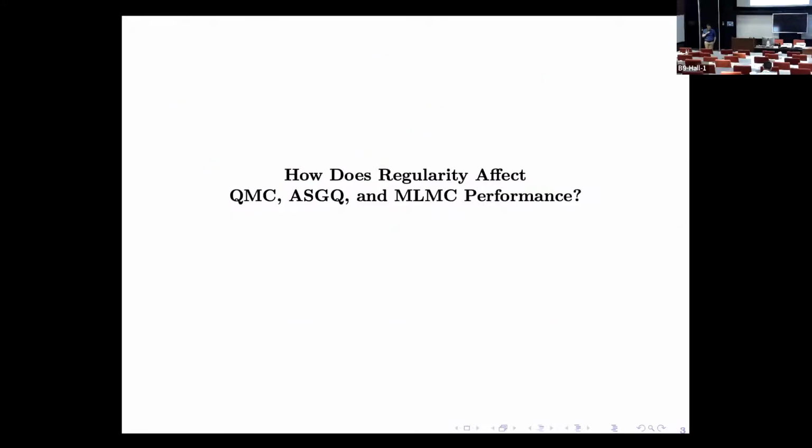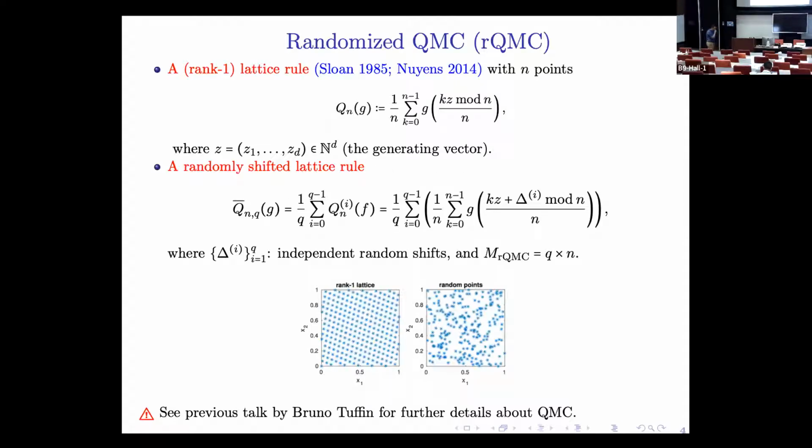Now, the question before introducing the numerical smoothing idea: how are different methods affected by the regularity? Let's start with quasi-Monte Carlo. I will not talk too much here because Bruno has given a nice talk about quasi-Monte Carlo methods. But here I will specify that we consider rank-1 lattice rules that are defined by the following estimator. And to be able to have error estimates, we consider the randomized version, the randomly shifted lattice rule.